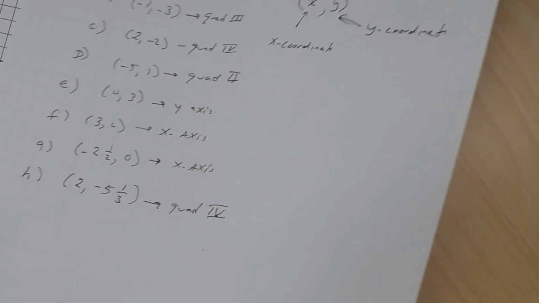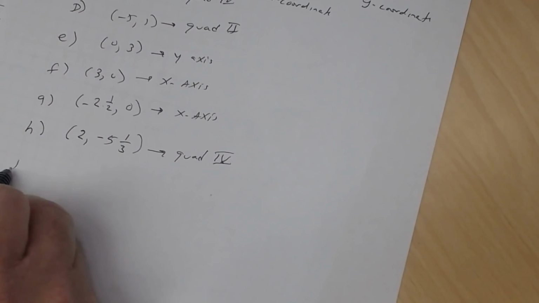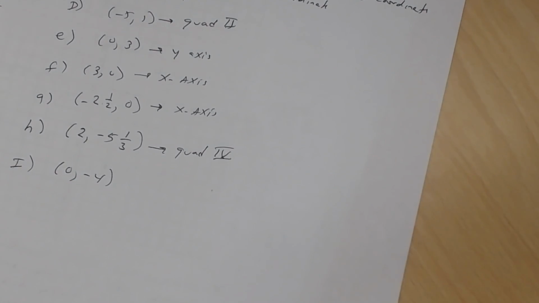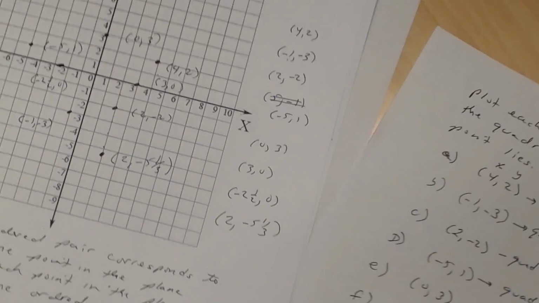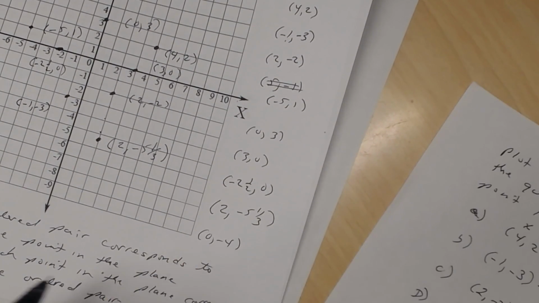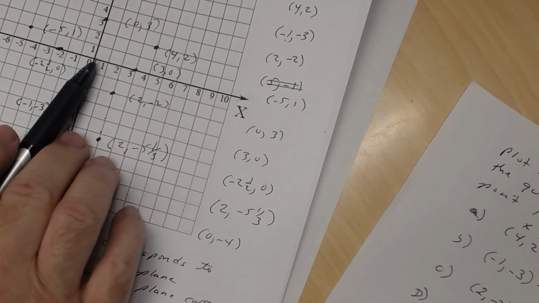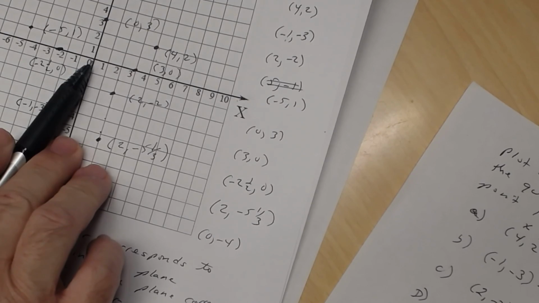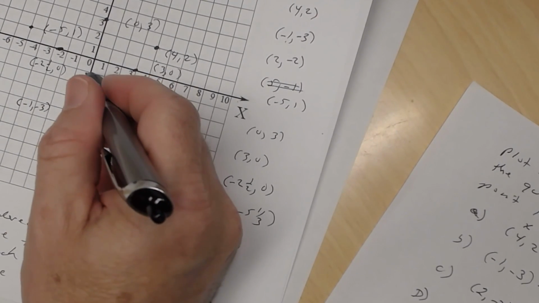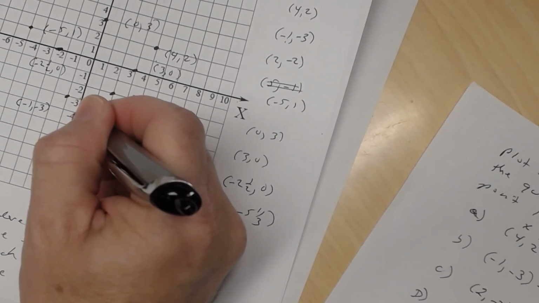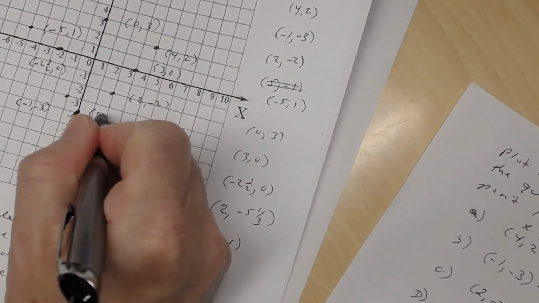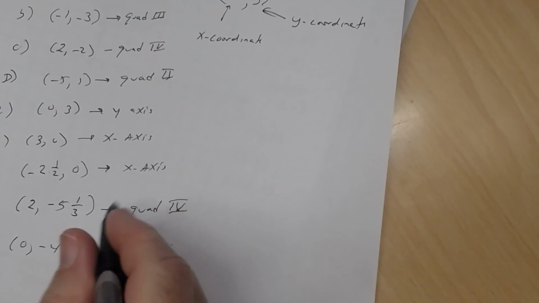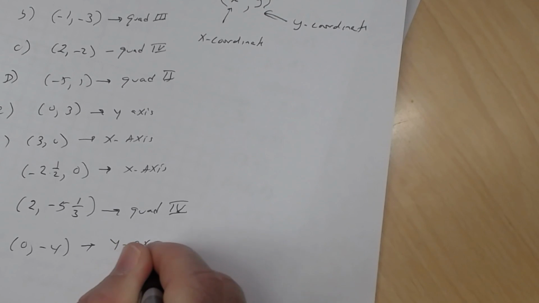Okay. All right, and then let's do one more. So this is I. Let's do 2 more. So let's suppose we want to plot the point (0, -4). All right, so (0, -4). So start at the origin. The x-coordinate is 0. I don't move left or right. I stay where I'm at because x is 0. The y-coordinate is -4. So I go down 4 units. 1, 2, 3, 4. So this is the point right here. This is the point (0, -4). So (0, -4) lies on the y-axis.